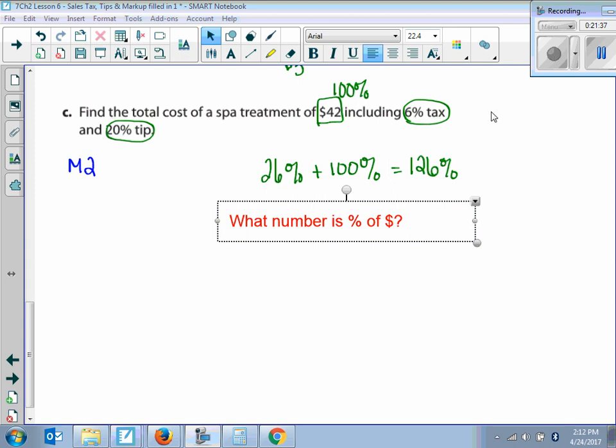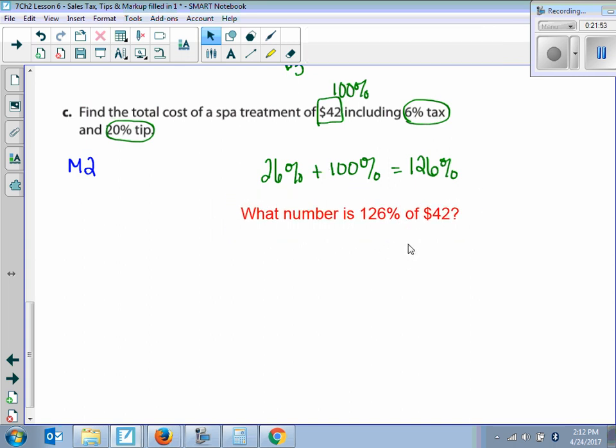All right, so now we're going to write our what number is question. So we want to know what number is 126% of how many dollars? $42. And now we can use our percent equation to translate this English sentence to a math sentence.